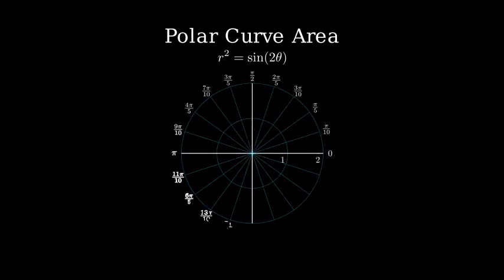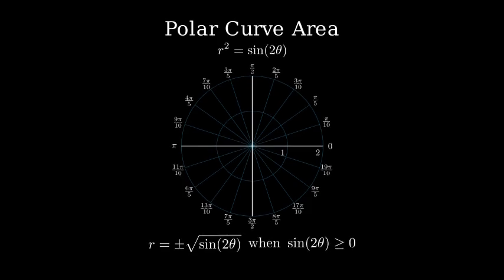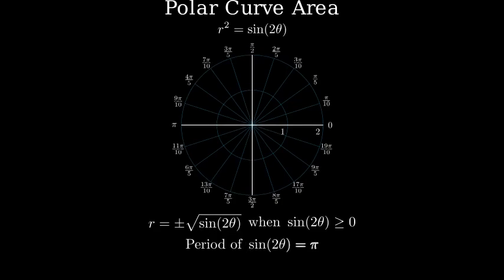Here we have our polar grid, with concentric circles representing different values of r, and rays from the origin representing different values of theta. For our curve, r squared equals sine of 2 theta, we need to understand that it will be positive when sine of 2 theta is positive, and it will be 0 when sine of 2 theta is 0. Since sine of 2 theta has a period of pi, our curve will have multiple loops.